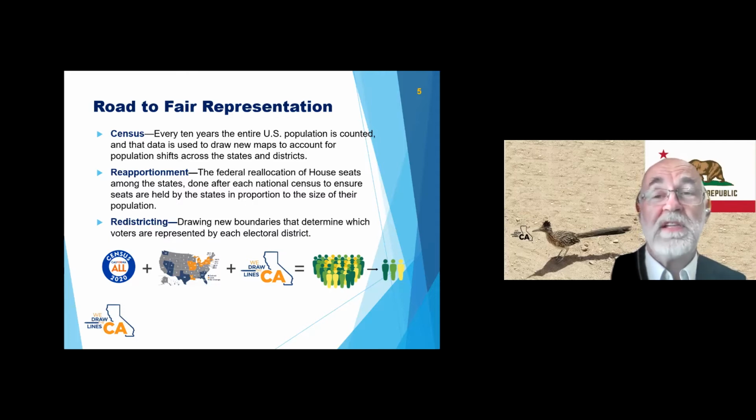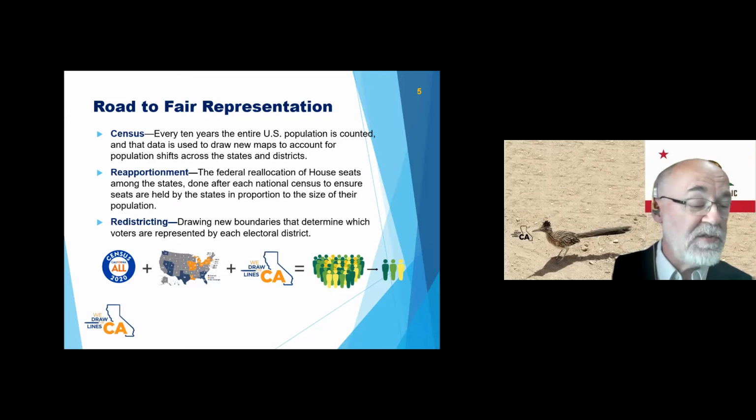That gave us the total population of the entire country as well as the total population of each state. That allowed for the calculations to be made to see what states would have how many seats in the US House of Representatives. California, of course, will revert to the 52 seats that the state had after the 1990 census, due not to a decline in the population, but just the fact that the state did not grow as fast as some other states. We're still waiting for the actual redistricting data. That's the data all the way down to the census block level that will enable us to draw new boundaries to determine which voters are represented by each electoral district. We'll talk a little bit more about the timeline later in the presentation.